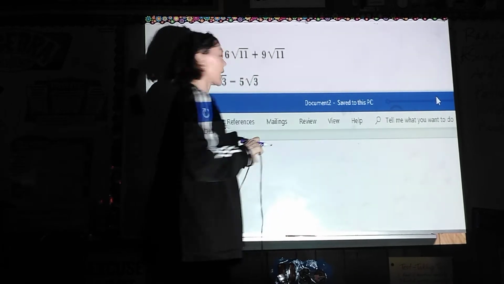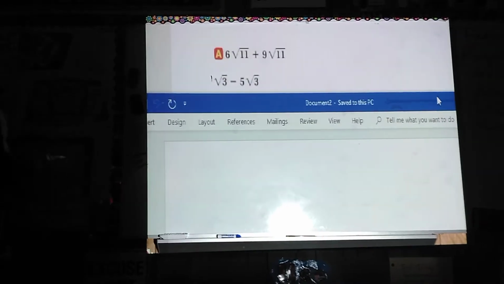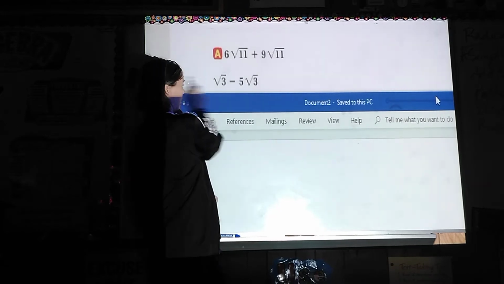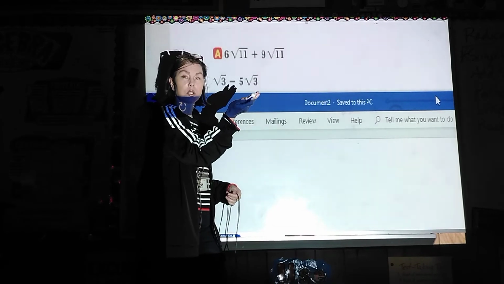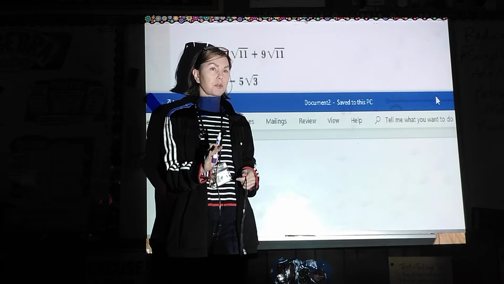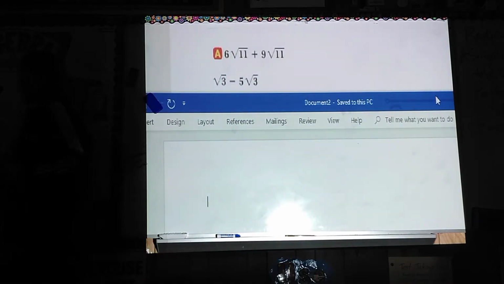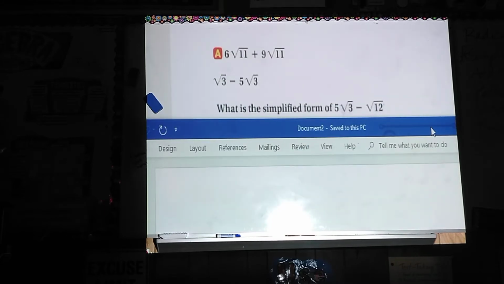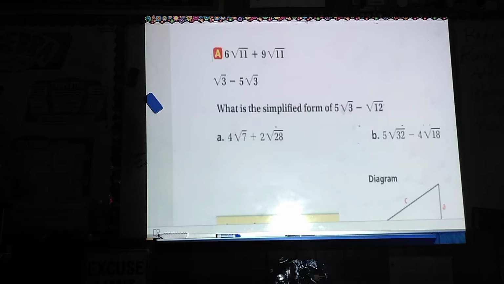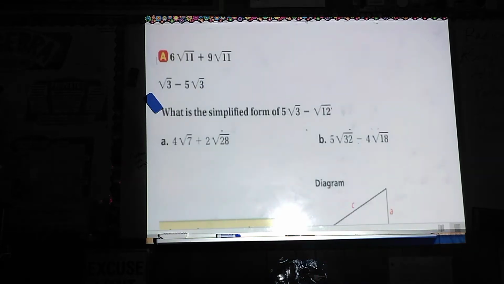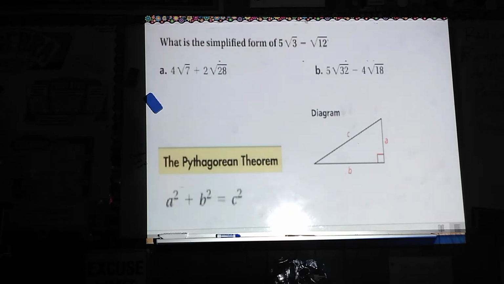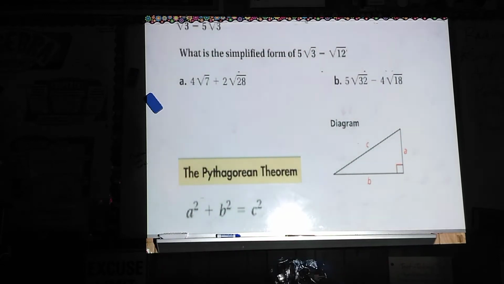Now, we get into a different story when they do not identically match. That is when we have to take different steps. Here we go. So here you are. Can we see that? Let me move it up a little bit. There it is. Okay, let's write this down.